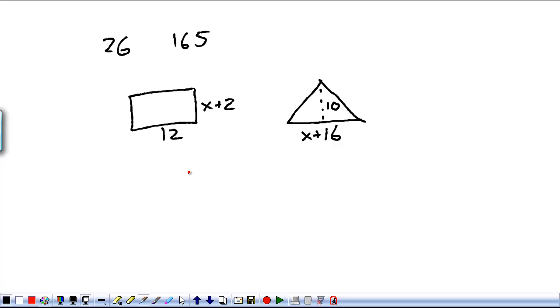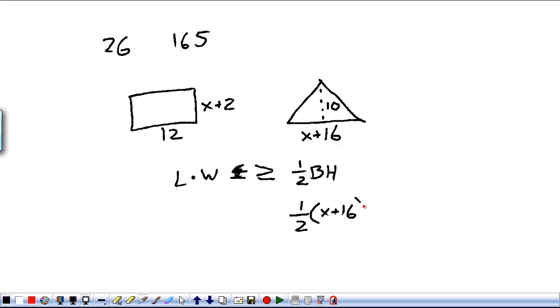area of the triangle. So the area of a rectangle would be length times width, and that needs to be greater than or equal to the area of the triangle, which is 1/2 base times height. Plugging in here, we'll have 1/2 times (x plus 16) times 10 is going to be less than, or here, 12 times (x plus 2).